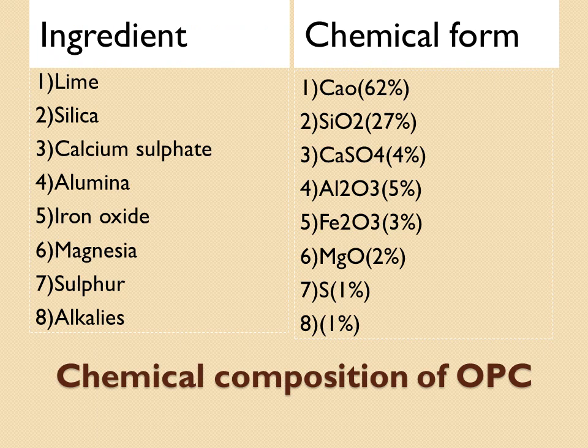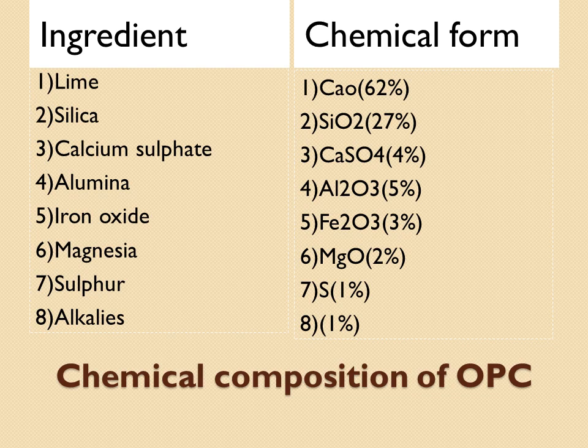Let's talk about the chemical composition of OPC. We've got lime. The chemical symbol for lime is given there, and in OPC, we need it at around 62%. Then we've got silica. The symbol is given there, and it should be around 27%. We've got calcium sulfate. The symbol is given there and should be around 4%.